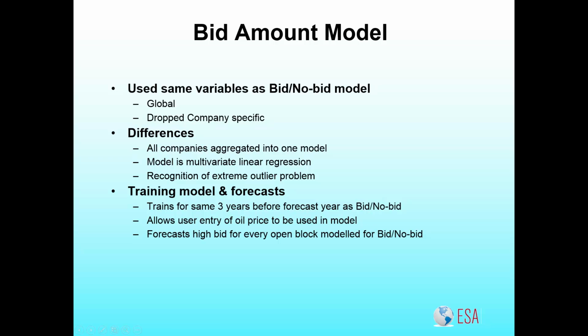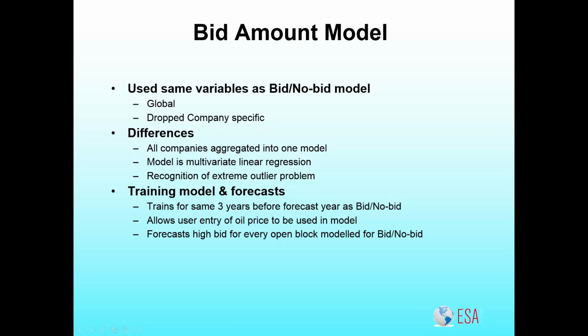The model is multivariate linear instead of logistic. That makes sense if we're trying to forecast an amount. So that's the model we use. And then the one big problem we've noticed with this is that there are some outliers, and our model is not able to capture that, and we'll go over some examples of that later.